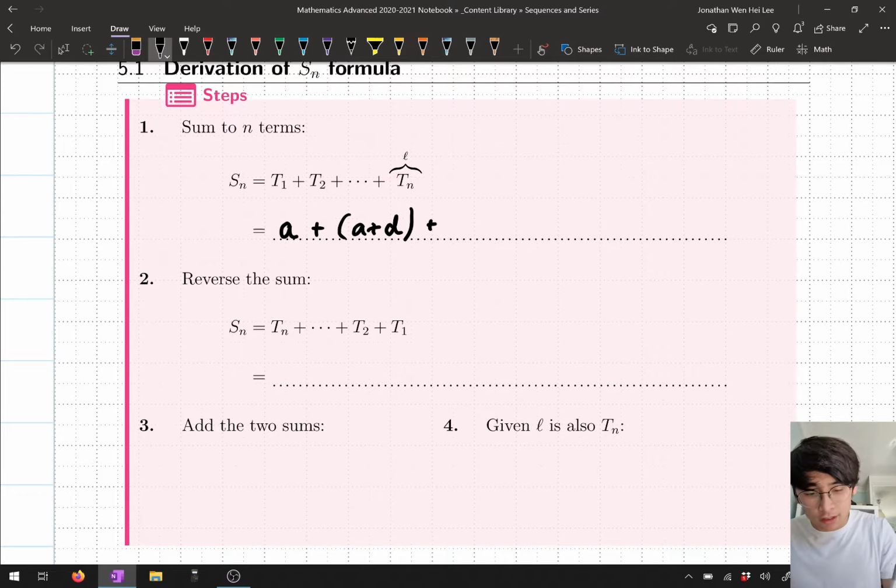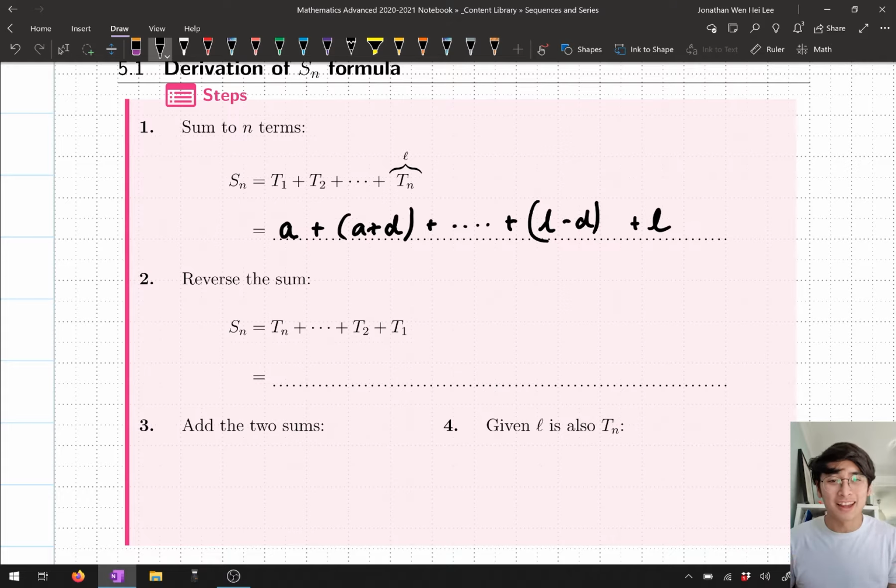And we're going to keep adding on these terms all the way until the end, up until Tn. Now, we normally would have a formula for this, but here we're going to just call it L. So I'm going to add up all the way to L. And I'm just going to add on an additional term here. The term before L is just going to be L minus D, because that's just one common difference less than our final term L. Okay, so that's what the sum of the first n terms is going to look like.